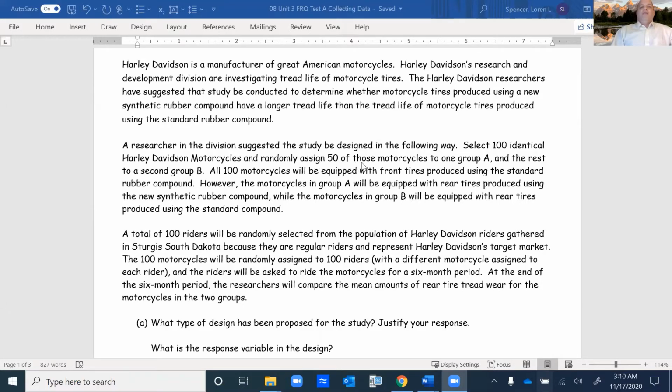And randomly assign 50 of these motorcycles to one group and the rest to a second group. So basically we have 100 motorcycles and we're going to randomly assign them to one group of 50 and to another group of 50.